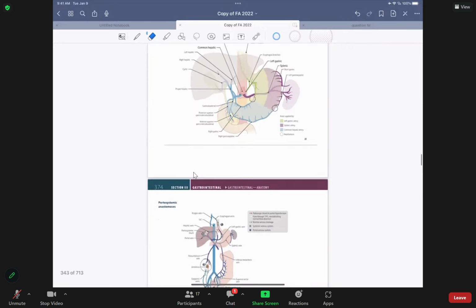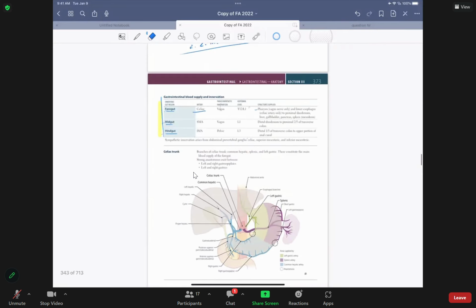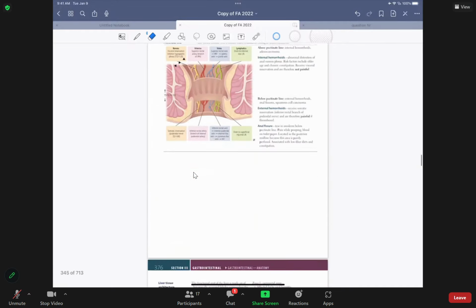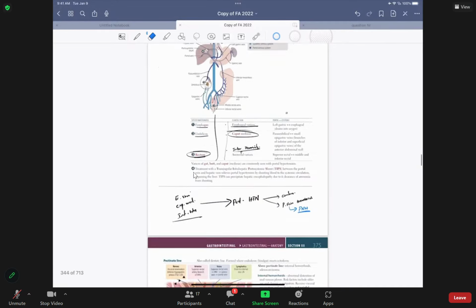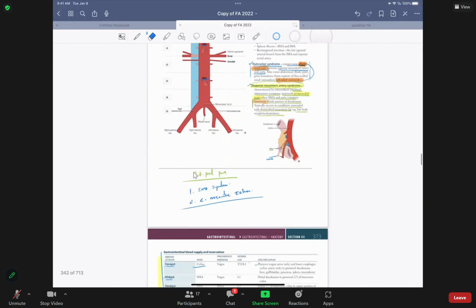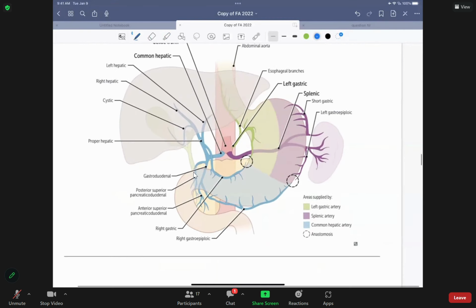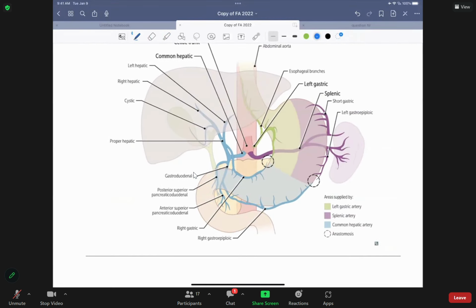Now we have to go find, not this one. Okay, let's go to this page. This is one of the high yield sections here. There are so many questions that come from here. We need to know this really well.